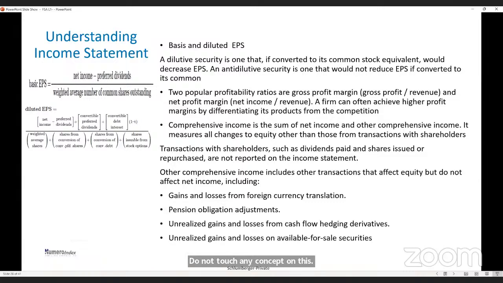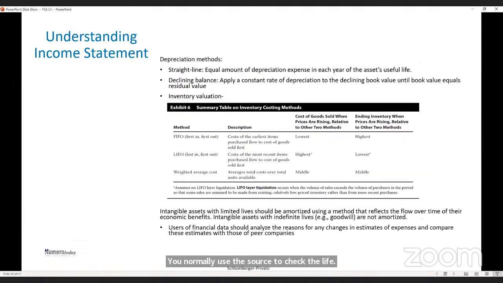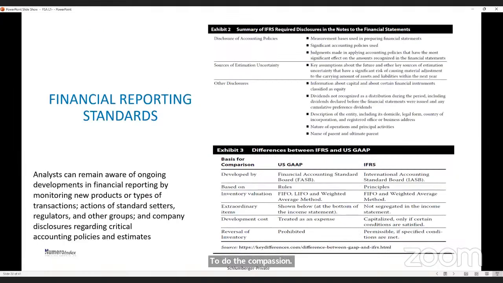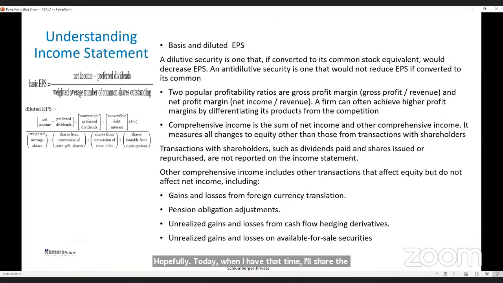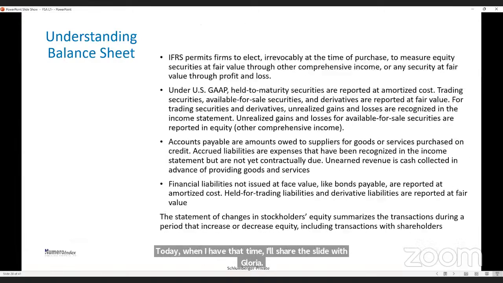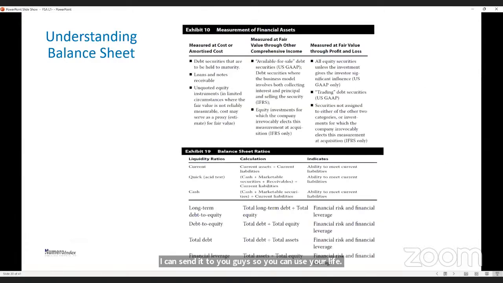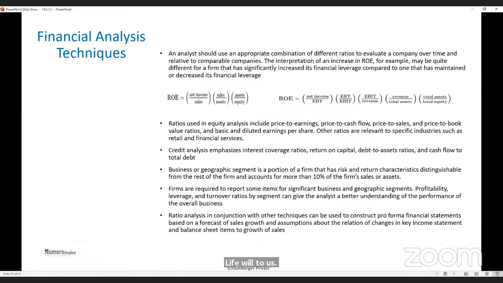All right, so on the LIFO, like you know, is your last in, first out, while your FIFO is your first in, first out. So if you have a LIFO in US GAAP and you want to convert it to FIFO, what you normally use is just to check the LIFO reserves. You use the LIFO reserve to do the conversion. I think I put it somewhere here. Hopefully today, when I have that time, I will share the slide with Gloria. You can send it to you guys. So you can use your LIFO reserve to convert your LIFO to FIFO.